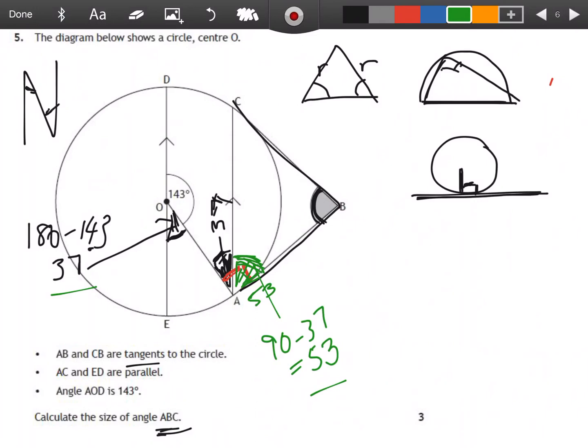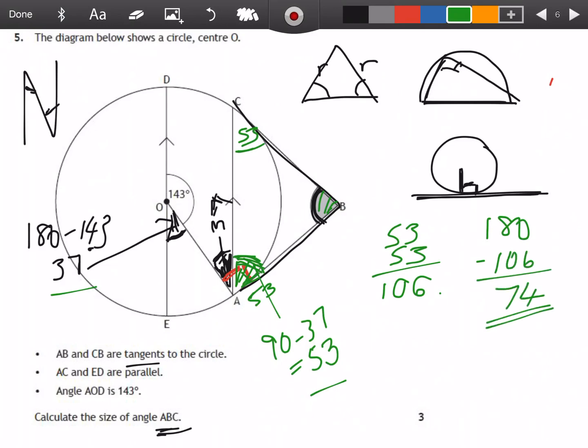Let's see, where are we now? Right, 53, same at the top, 53, and now angle B, the one that's shaded in, well, 53 and 53 make 106. How do you find angle B, the one in the corner? The 3 angles in a triangle add up to 180. 74 is the answer.